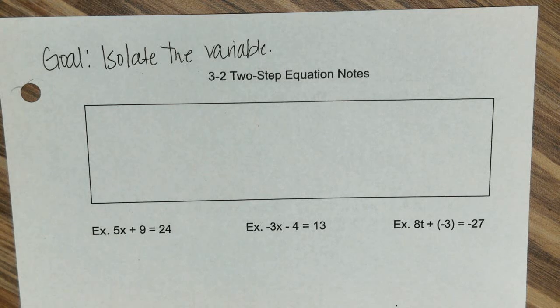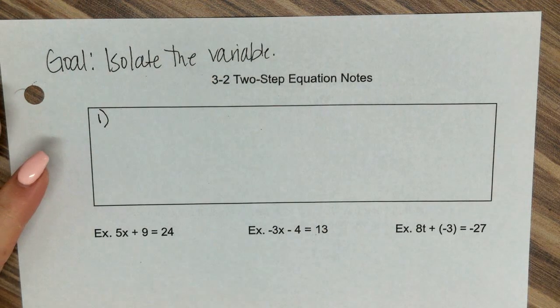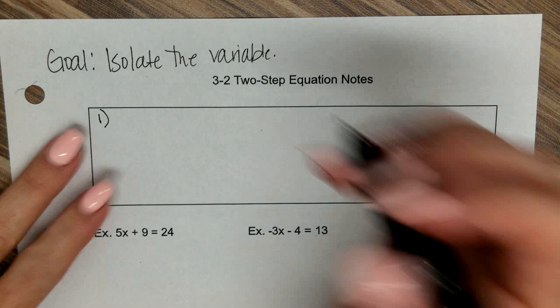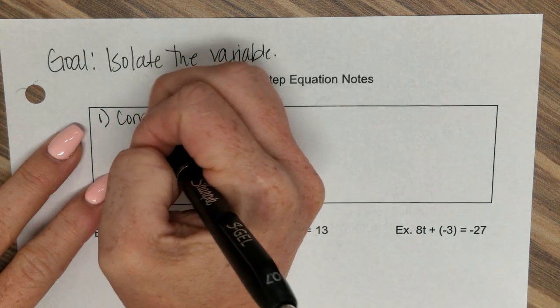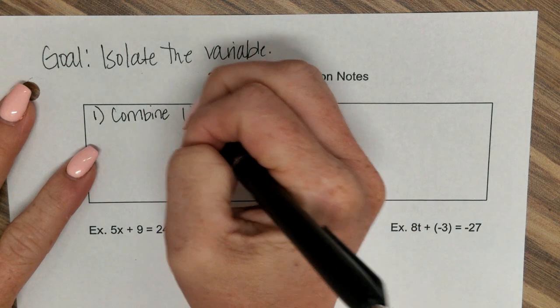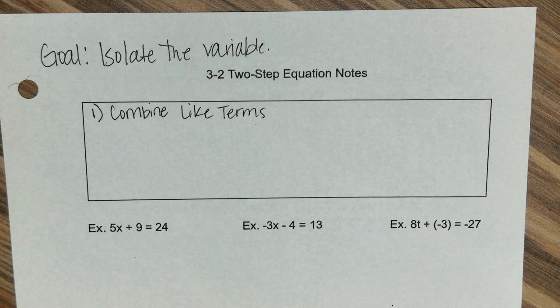Okay, there are certain steps you need to follow. Write this down. For the first step, you're going to look to see, are there any like terms that I need to combine? So first step, combine like terms. That's going to be step 1. Combine like terms. If you can. If there's nothing to combine, then you skip the step.